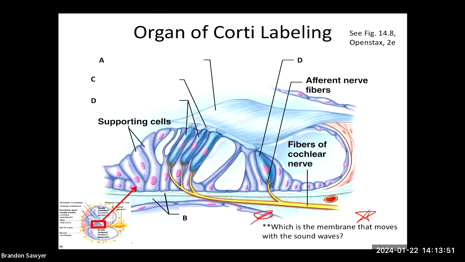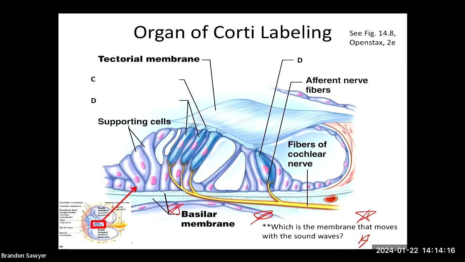So what is A? Who's confident to yell that one out? What's A? That's the tectorial membrane, right? That's the one on top. That's the one the hair cells, the stereocilia, are embedded in. So that's going to be the stiff one that doesn't move, right? And then B is going to be the basilar membrane, the one that does move depending on the frequency of sound. Okay? So B is the correct answer down here.